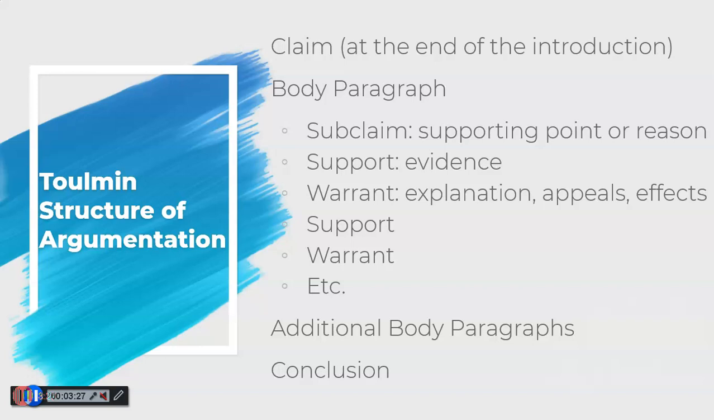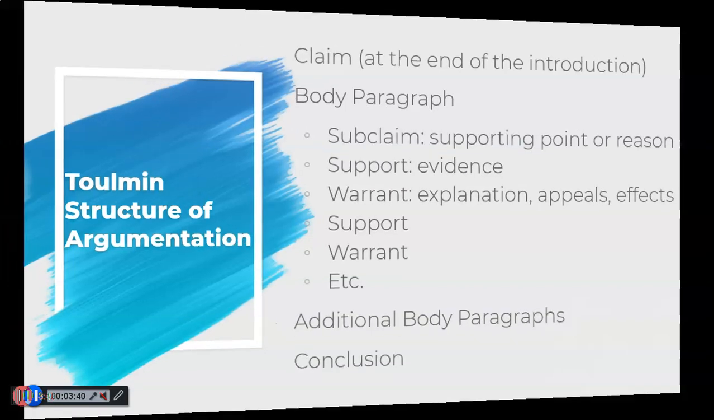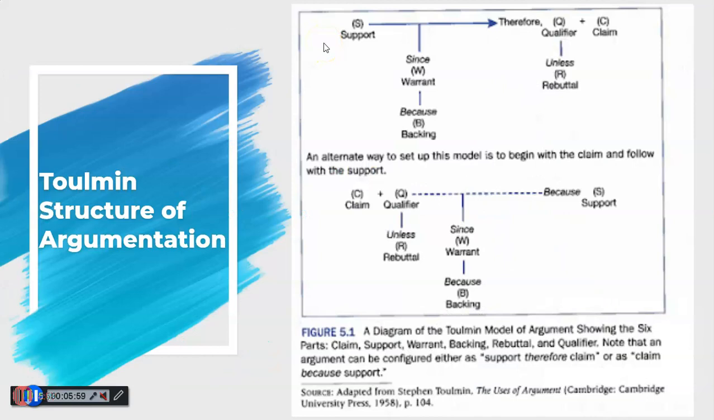And then as you go through, you can switch back between support and warrant as many times as you need in order to support that subclaim. You have as many body paragraphs as you need, and ultimately finish with a conclusion. We have this graphical representation of the Toulmin structure. This can show you how to put together some of your ideas in paragraph form, including some of the language that you might use to transition.